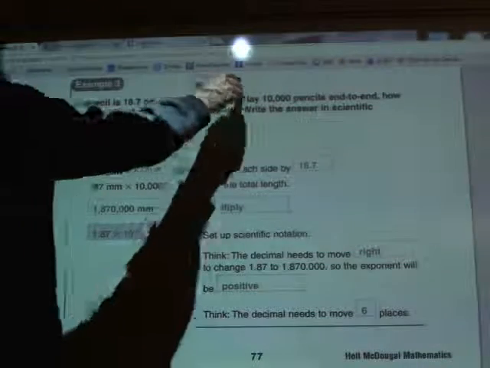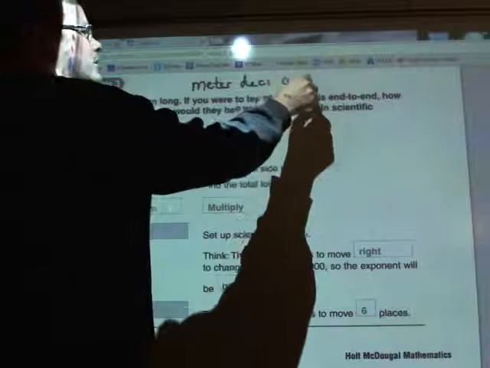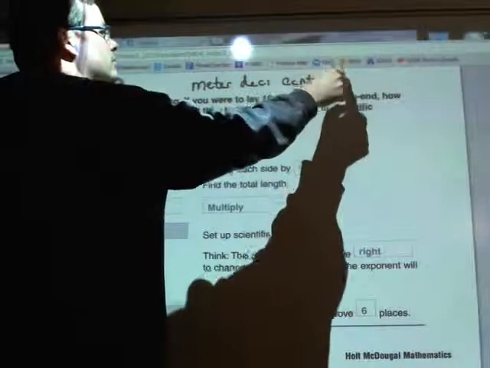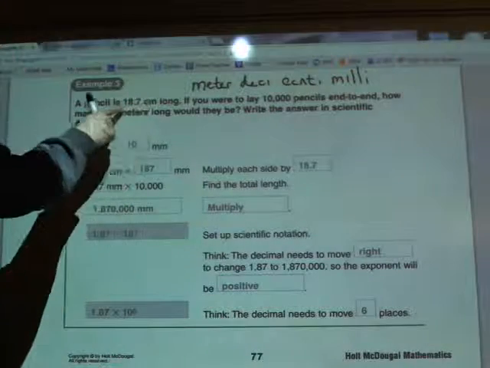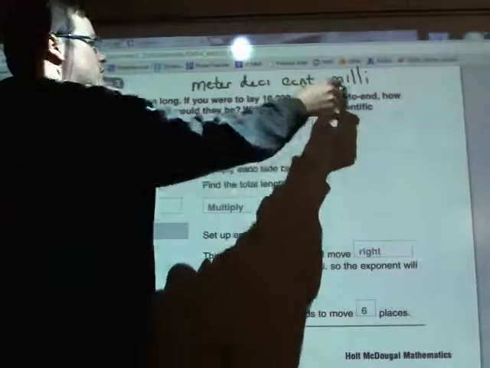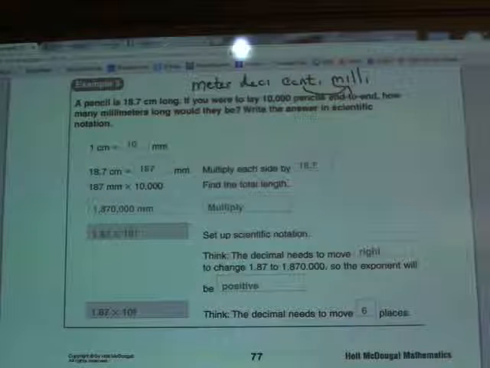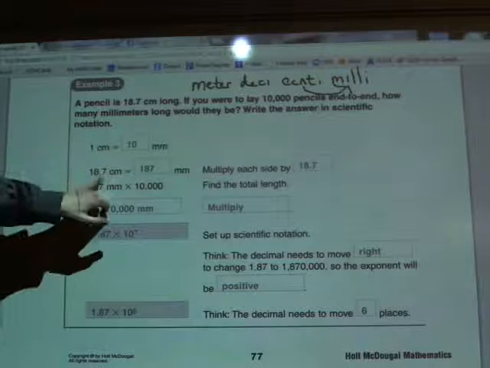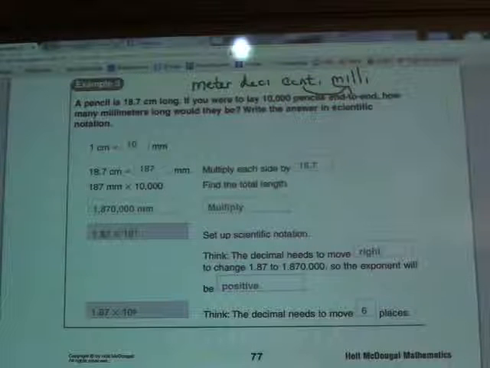And then goes to deci, centi, and milli. Well, in this particular question, we were converting from centimeters to millimeters, which on our chart is one jump to the right. So to change that in terms of the decimals, we also do the same thing with the decimal and move it one time to the right. So our 18.7 centimeters becomes 187 millimeters.